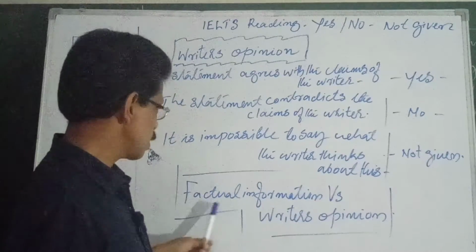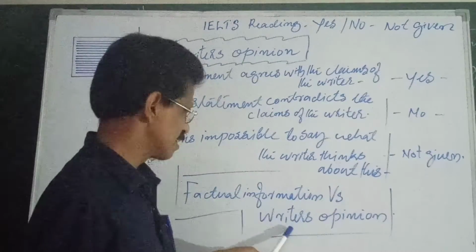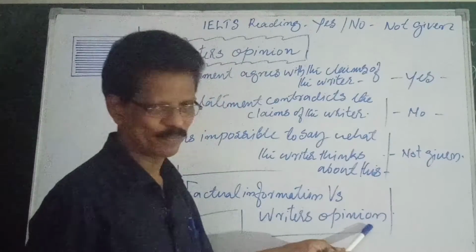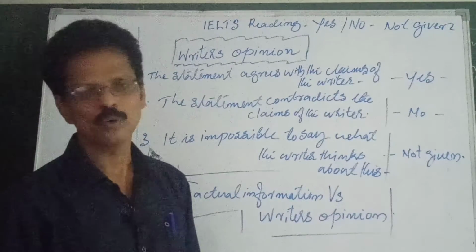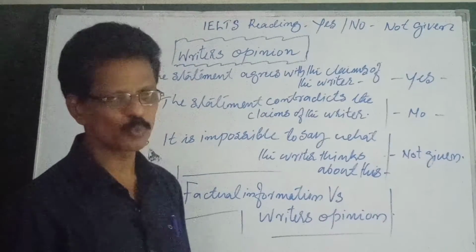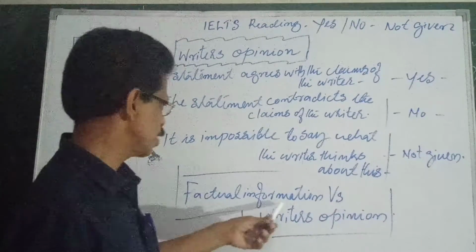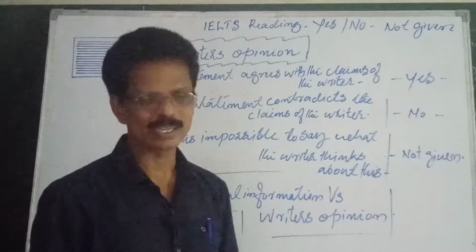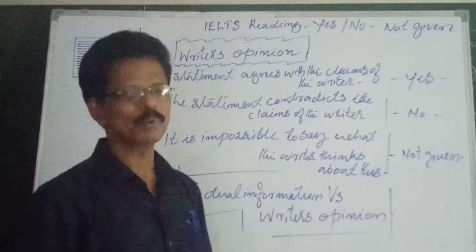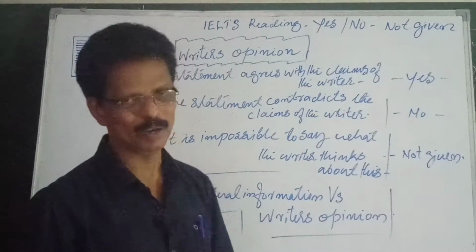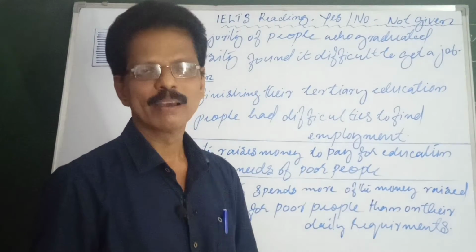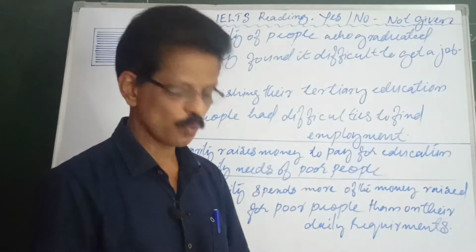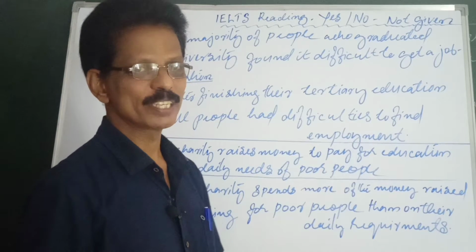It is factual information versus writer's opinion. In this we check the writer's opinion, whereas in true or false we check factual information. Let us understand it very clearly by taking an example. Let us take some examples and find whether it is true, false or not given.